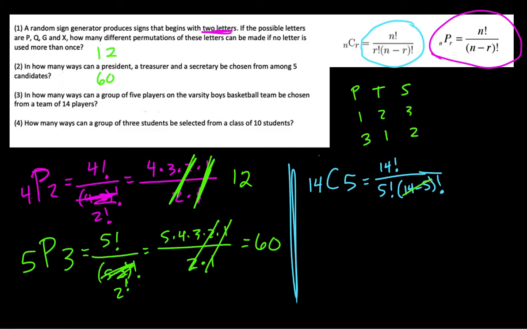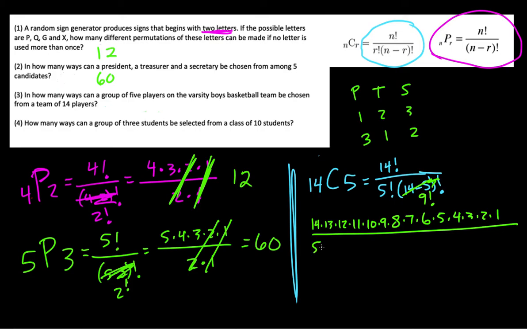let's do a little bit of simplification. So that's a 9 factorial right there. So the top is going to be 14, 13, 12, 11, 10, 9, 8, 7, 6, 5, 4, 3, 2, 1. Then on the bottom we have 5, 4, 3, 2, 1. Then we have 9, 8, 7, 6, 5, 4, 3, 2, 1. So right here is 5 factorial, right here is 9 factorial. Now, all of these cancel, so that's good news.